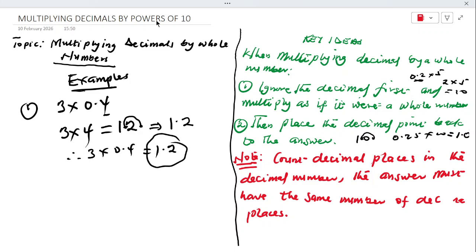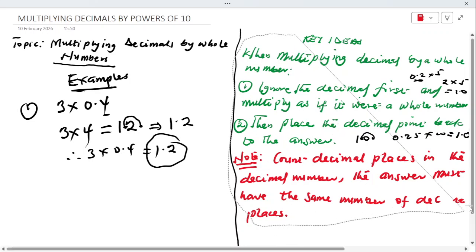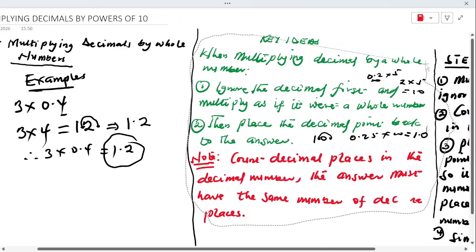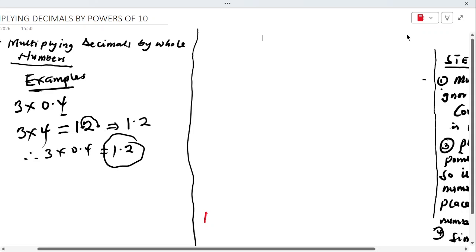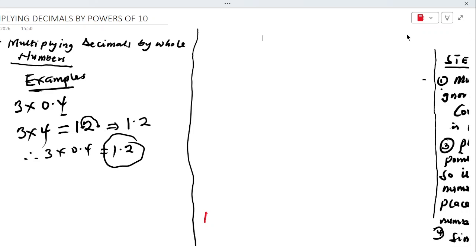All right, so let's look at example number 2 to be able to understand fully. Example number 2, we should multiply 7 by 0.35.